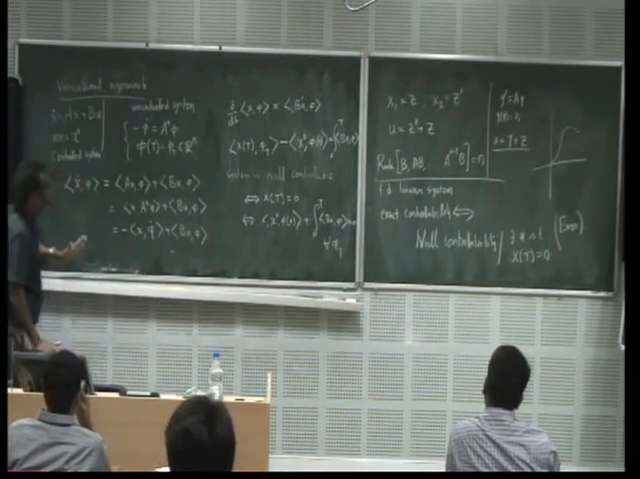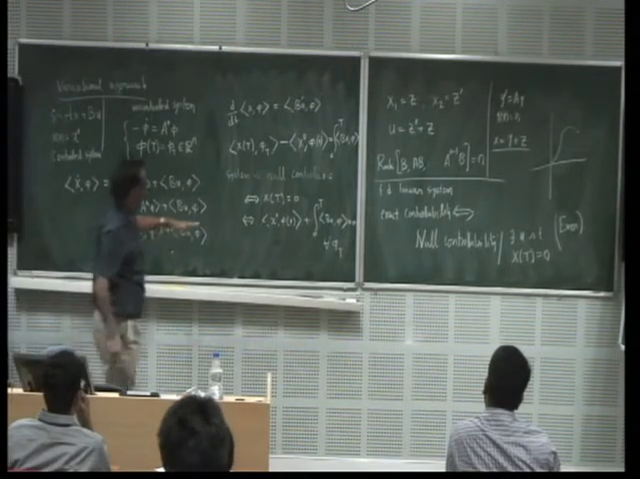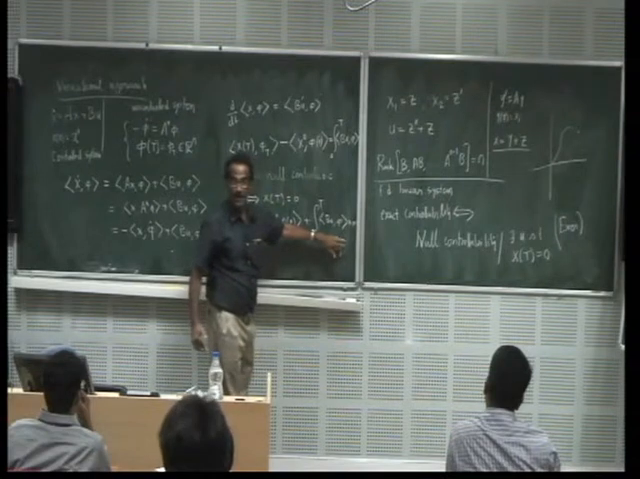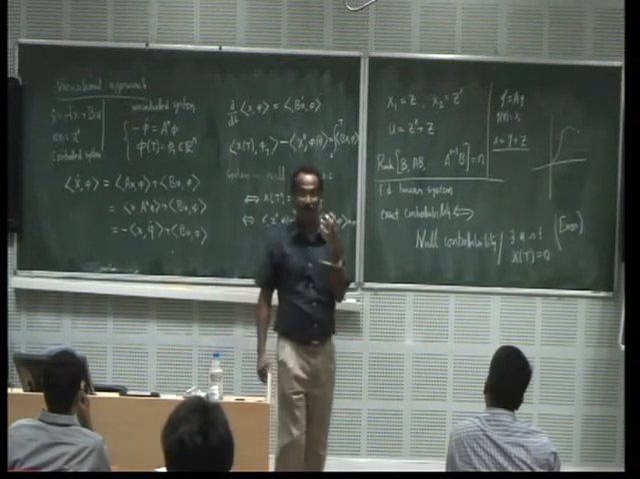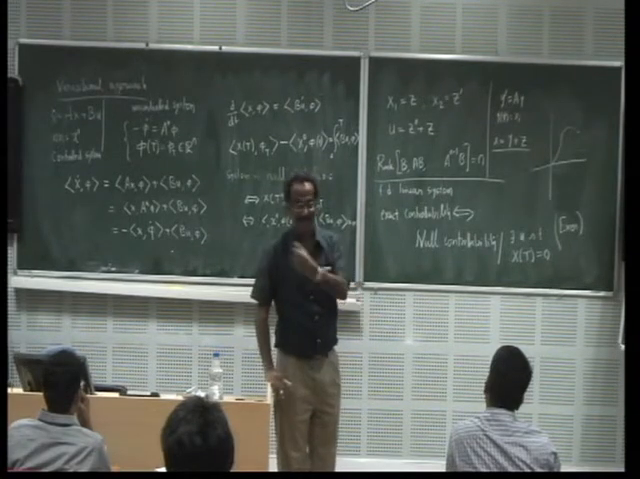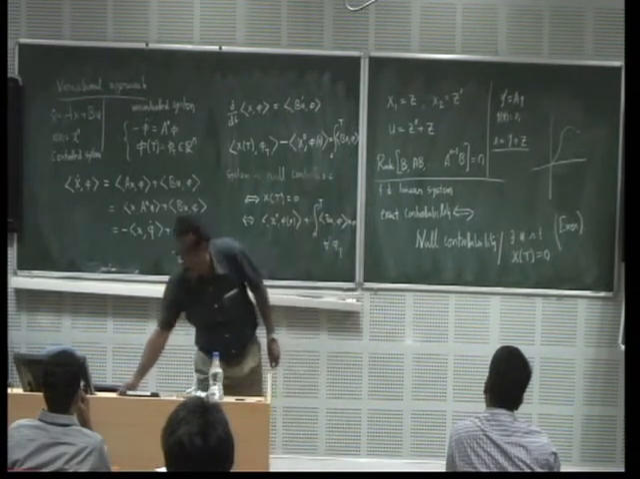So the null controllability can be written as an equivalence of this type of formulation, which is going to be some sort of optimality condition for the minimization of a functional. That's why this approach is called the variational approach.